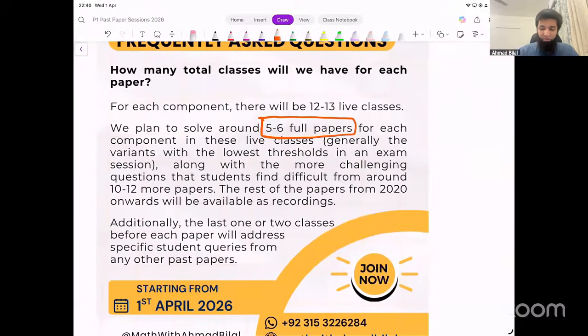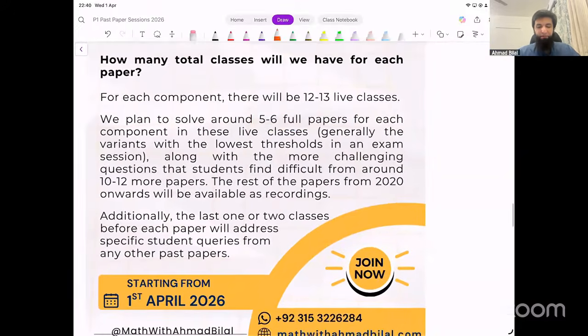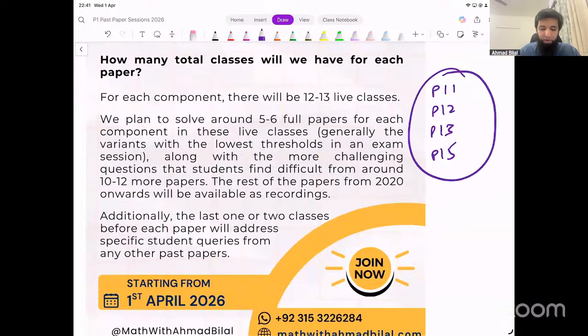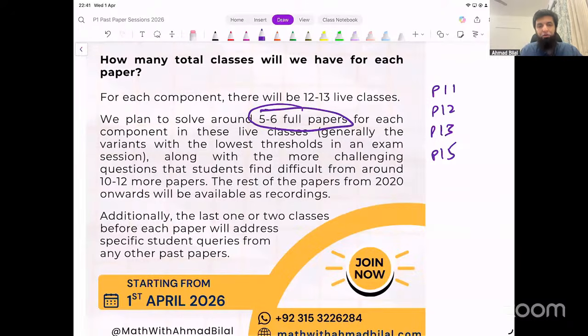So for each session, we will look at the thresholds of the papers. For example, if we are talking about June 2025, for paper one, we have P11, P12, P13, and P15. Out of those four variants, whichever paper is the most difficult, that has the lowest threshold, we will be doing that completely. We'll do that full paper. Let's suppose that was paper 12. So we do that full paper.